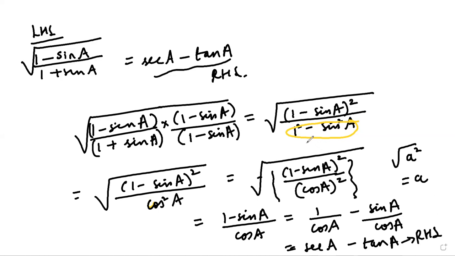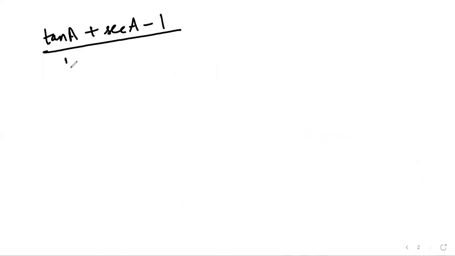Okay, so here it was quite okay. We'll have to move to the next one, which is the next doubt. I hope this is clear. The next doubt is, yes. So let me write that down. So the next one is tan A plus secant A minus 1 upon tan A minus secant A plus 1.